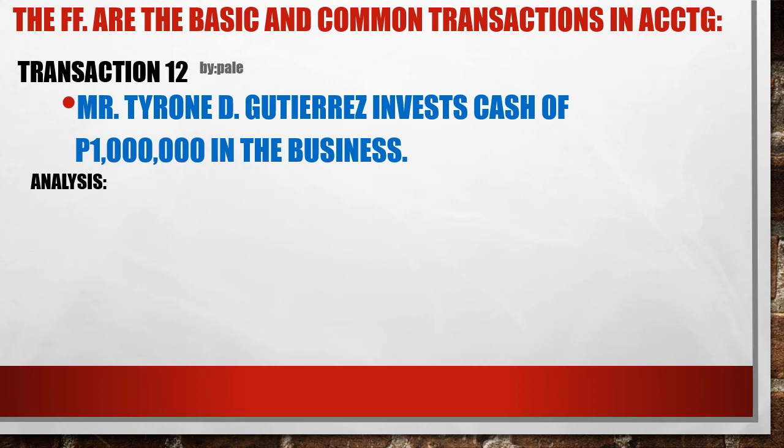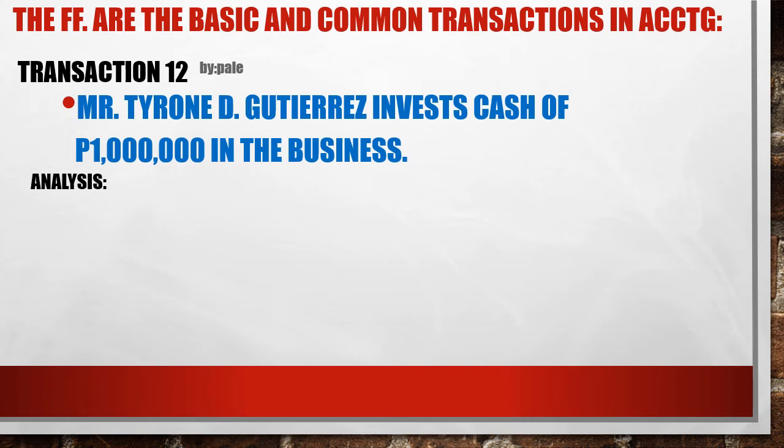Next. Mr. Tyrone D. Gutierrez invests cash of 1 million in the business. You must know this because this is the common first transaction in accounting 1 problems. Before you start a business, you will invest. So how would you record it? What did the business receive? Take note, Mr. Gutierrez may be the owner, but our point of view is in the business.